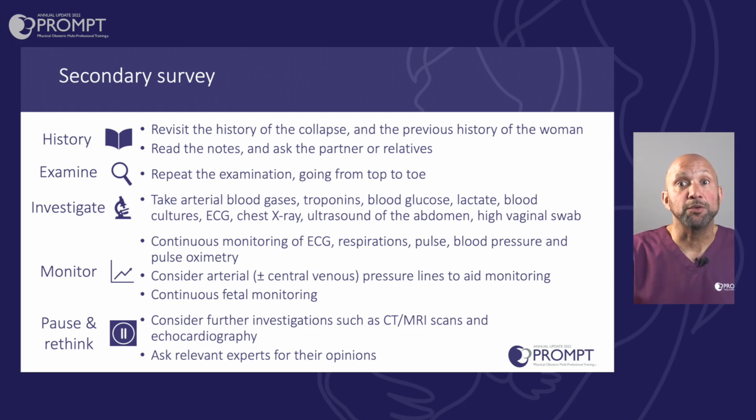Importantly, monitor. You want to do continuous monitoring of ECG, you want to monitor their respirations, pulse, blood pressure and do continuous pulse oximetry. You may choose to put in an arterial or maybe a central venous pressure line in order to aid this monitoring, and also consider continuous fetal monitoring, although bear in mind that we're concerned primarily with the welfare of the woman first and stabilising her before concentrating on the baby. And then this is an opportunity to pause and rethink. Are there any further investigations, such as CT or MRI scans, or maybe echocardiography that are required? Do we need to speak to relevant experts for their opinions?